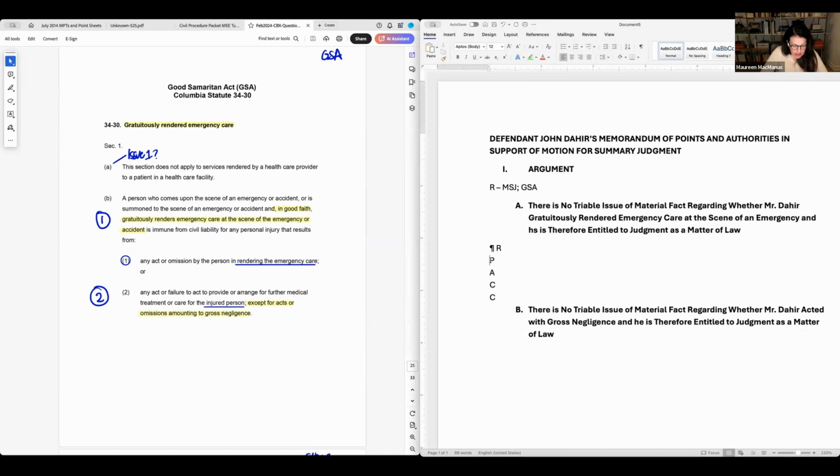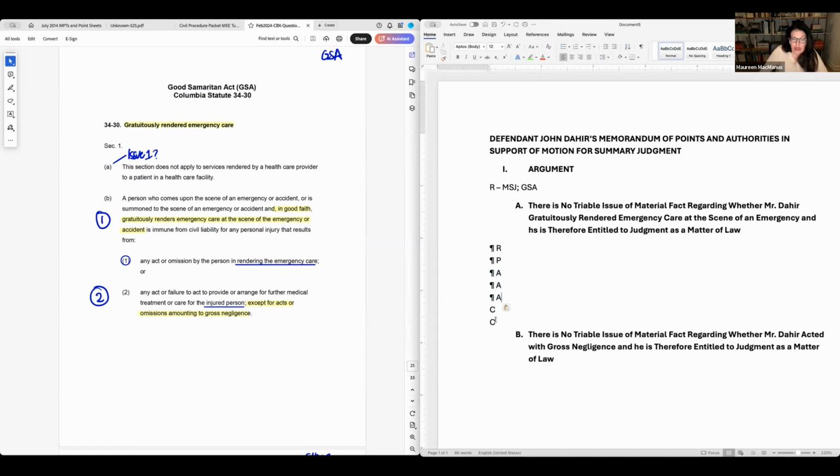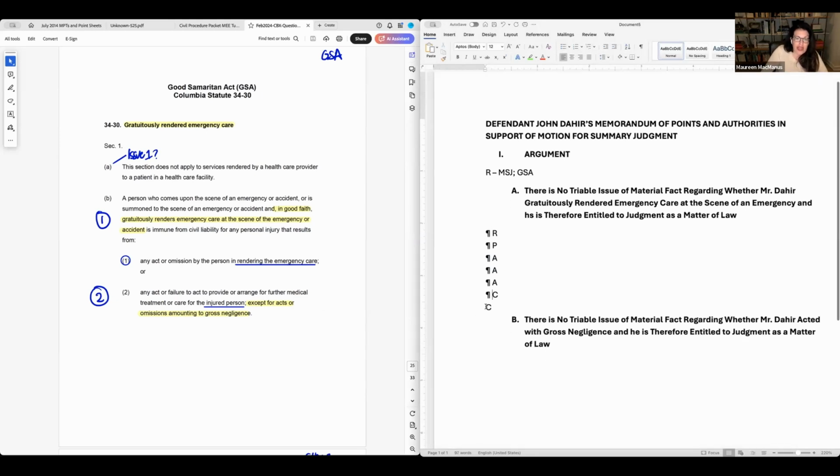So a paragraph for my rules, a paragraph for my rule proof, a paragraph for analysis. There's probably going to be several of these. A paragraph if I have a counter argument for this issue, and then a conclusion for this issue. They said they didn't want an introduction and conclusion. They're talking about an intro and conclusion section, but I still am going to conclude for each particular issue.